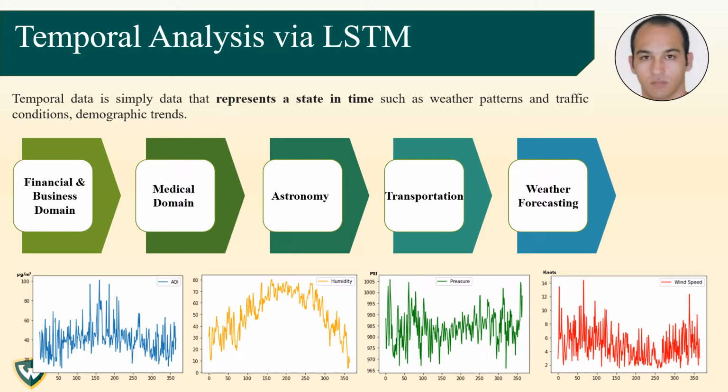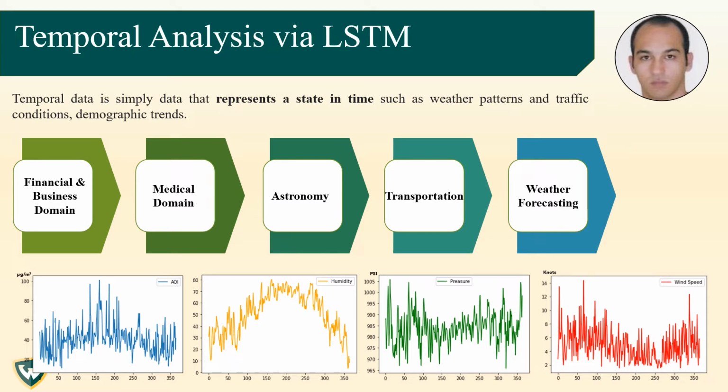Regarding the temporal analysis of the data, first I'd like to explain what we mean by temporal data. Temporal data, or time series, refers to the data that represents a state in time. Some examples of such data are weather patterns, traffic conditions, and demographic trends. We can see time series in a wide variety of applications and domains, including financial and business, medical, astronomy, transportation, weather forecasting, and so on.